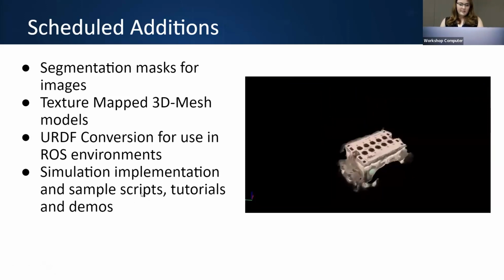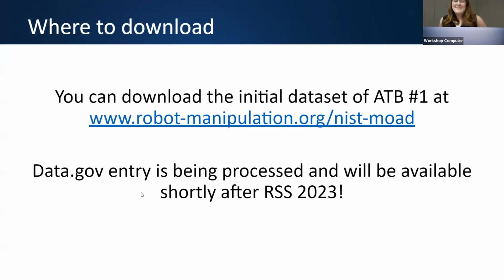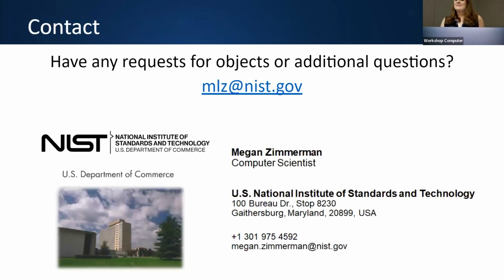And then, where can you find this? You can find this at robot-manipulation.org/NIST mode. The full data set is now available for collection of the task board ATV1. The data.gov entry will be processed shortly, and that will be what you can cite for your papers when you use this data set, which should be late July, early August. But you can download the full data set now for your use. And any requests for additional objects or questions or inputs, you can email me directly at mlz@nist.gov.